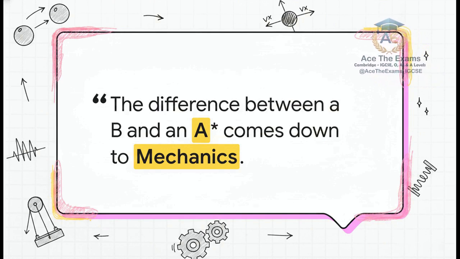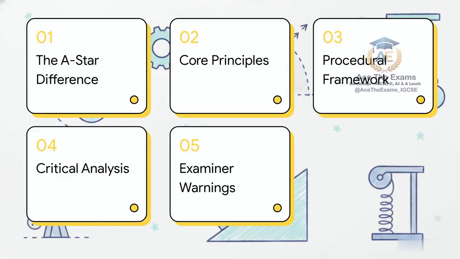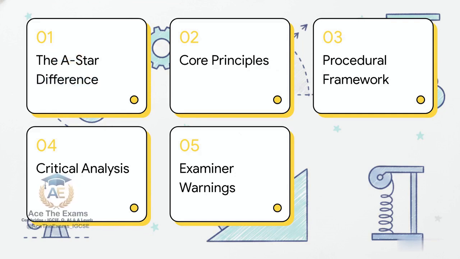It's not just about reciting that every action has an equal and opposite reaction. No, it's about how deeply you actually understand the mechanics architecture behind that statement, and more importantly, how effectively you prove that understanding on paper. Here is our roadmap for today. We'll hit 1, the A-star difference, 2, core theoretical principles, 3, the procedural framework, 4, critical analysis, and 5, top examiner warnings. Let's jump right in.